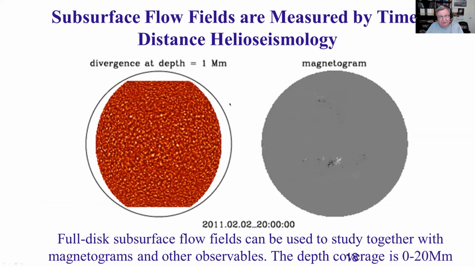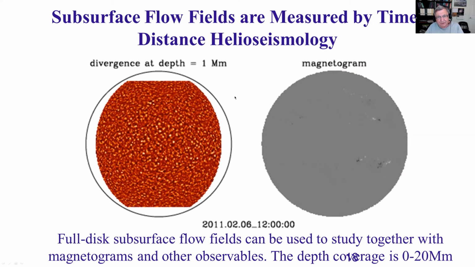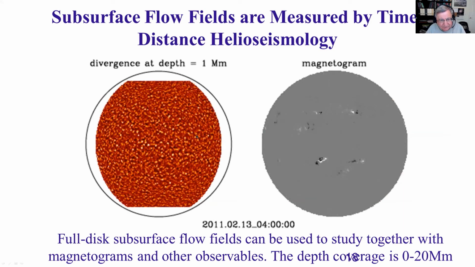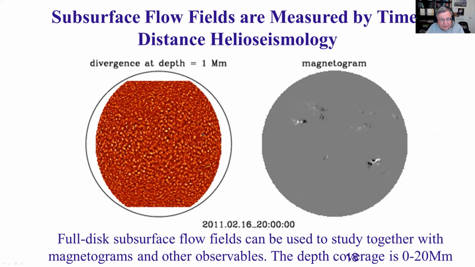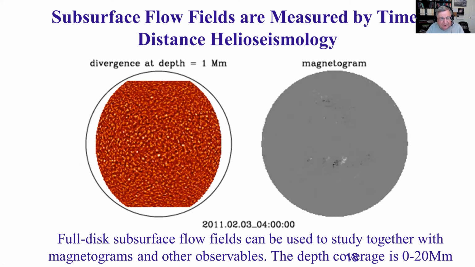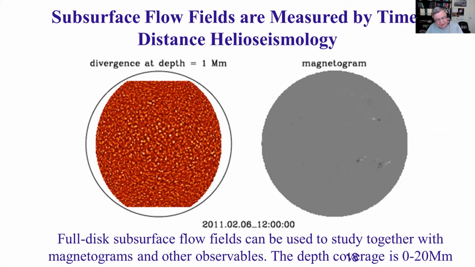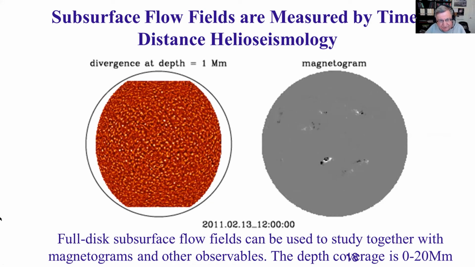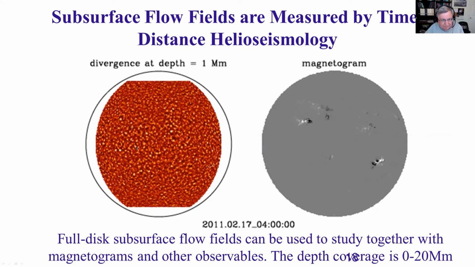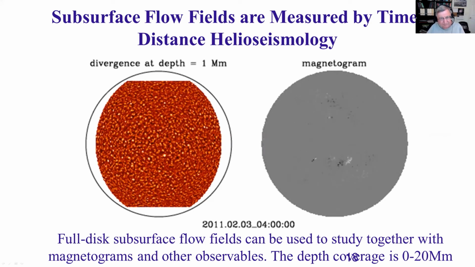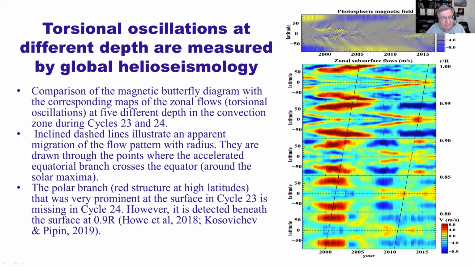So this is what we see in this example, this movie on the left, that shows the velocity field. This is the divergence of the subsurface velocity field and how it evolves with rotation. Now the pipeline at Stanford produces these flow maps every 8 hours, so that's freely available for study. It's a great source for studying solar dynamics.